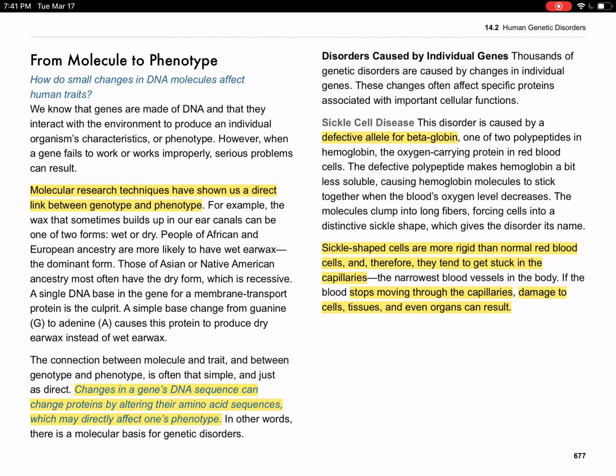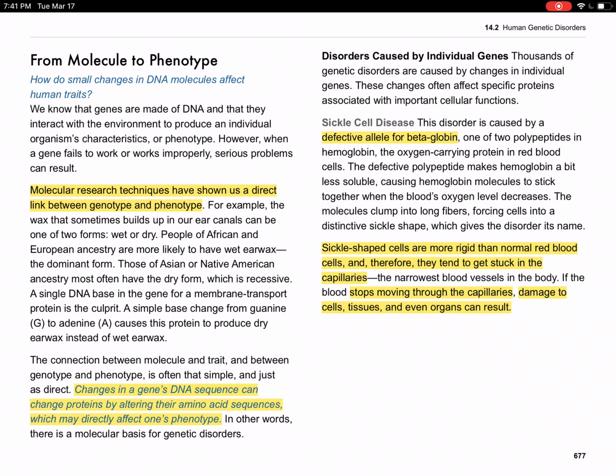Number 1, there is a direct link between genotype and phenotype. Genotype is the genetic makeup, the genes that are present, the genes that are passed down to us from our parents. And phenotype is the physical traits that we see, the outcome of the genes. An example here is earwax.